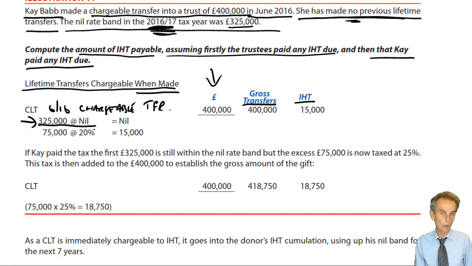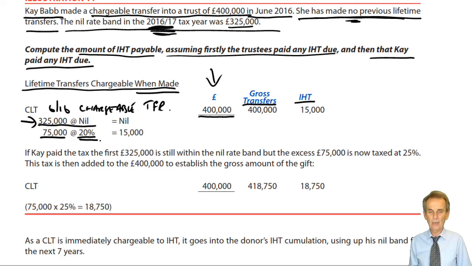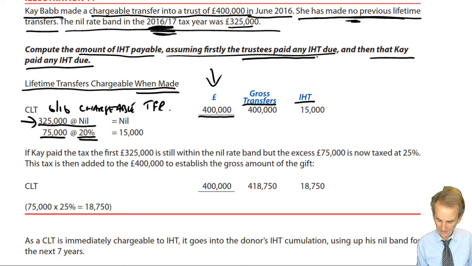So that would be, of course, at nil. The gross chargeable transfer itself, the chargeable transfer figure, was 400,000. So that's another 75,000 to be taxed at 20%. Why 20%? This is a gross transfer because the trustees have elected to pay any IHT due. So if the trustees pay, it's a gross transfer. The amounts above the nil rate band will be charged at 20%, the gross rate.